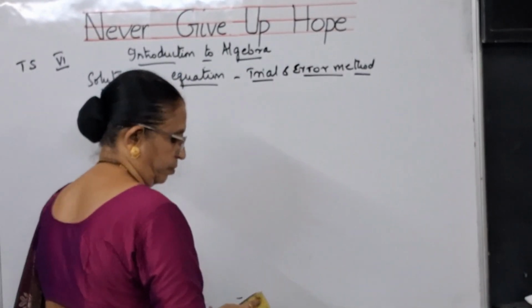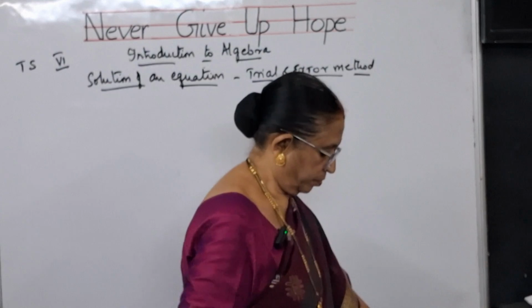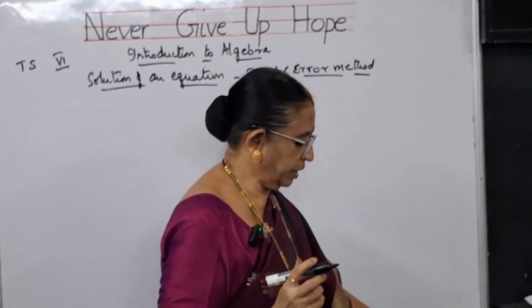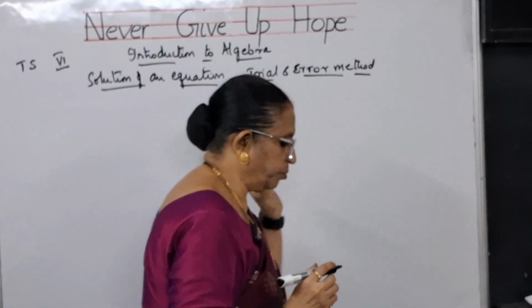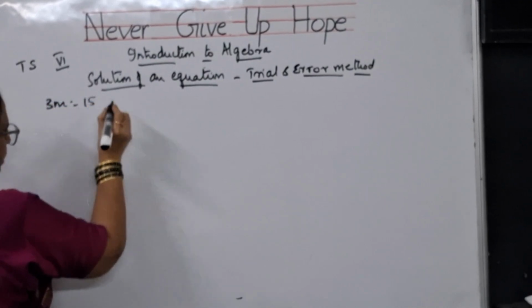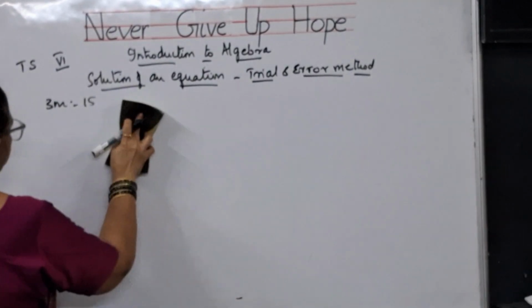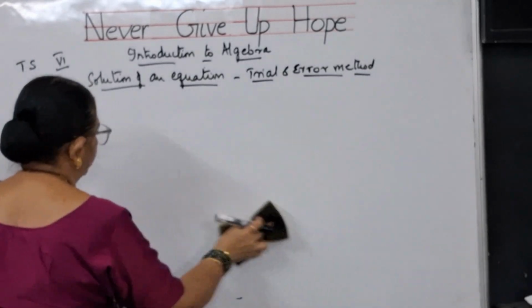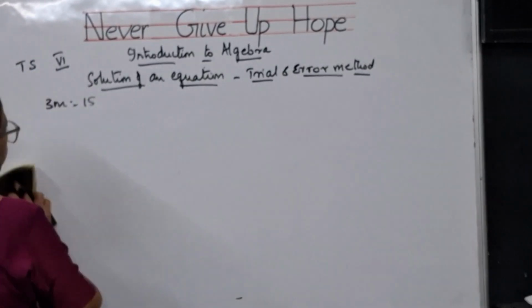Now, next one, you have got another example. 3m is equal to 15. This also you have to solve by using trial and error method.